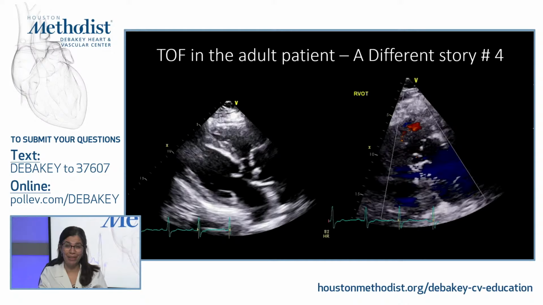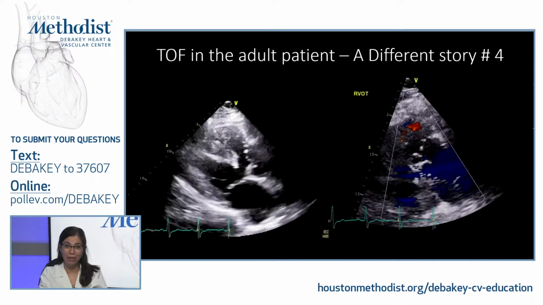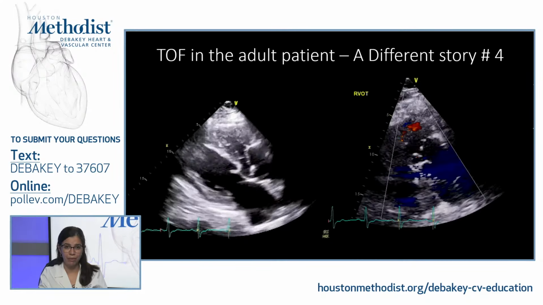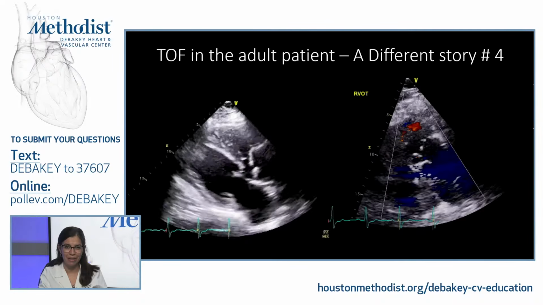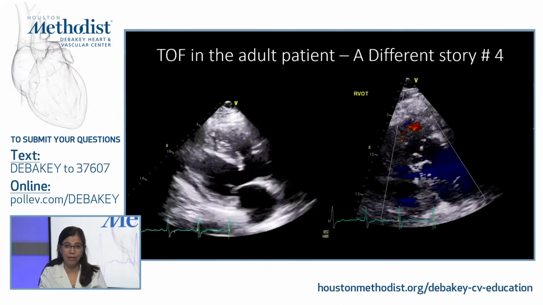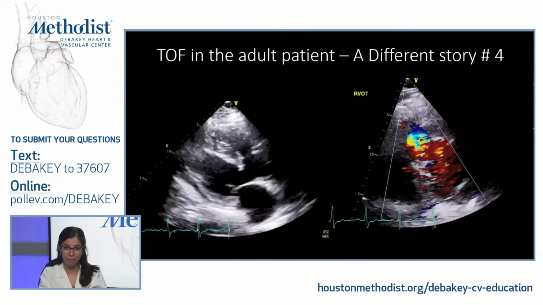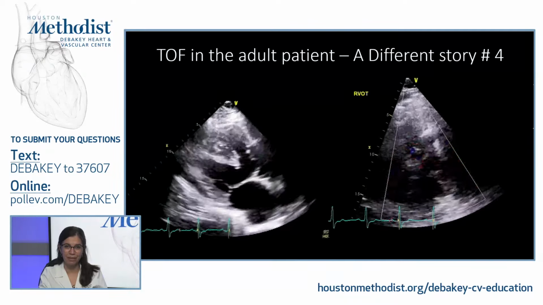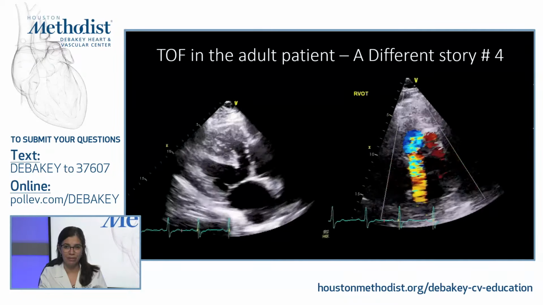Imaging adult patients with tetralogy of Fallot does not always mean imaging repaired patients. This is a patient in his early 40s who has unrepaired tetralogy of Fallot. You can see there the ventricular septal defect, the overriding aorta in this parasternal long axis view, the right ventricular hypertrophy. And you can see the significant flow acceleration across the RVOT.